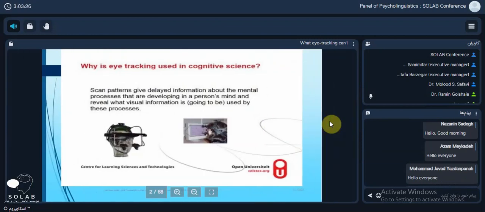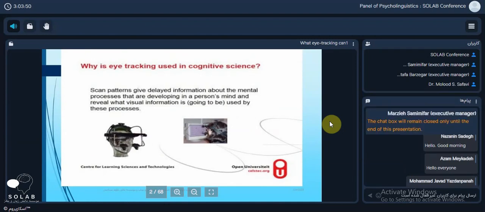I'm so happy to be with you, and I will try to explain more about this instrument in view of language, and let me extract some main points of this field, because it's very expansive and we can't talk about everything in this short time. If you want to start, I should say why. Why is eye tracking used in cognitive science?